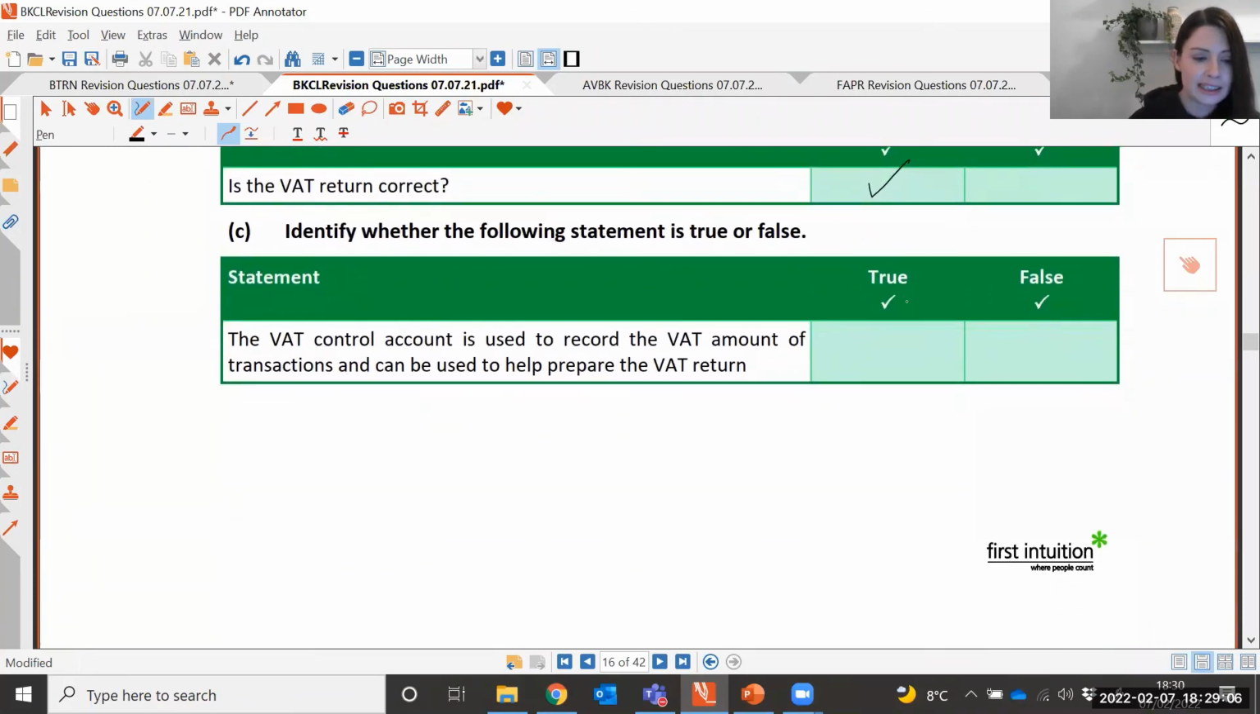Okay, and then C, identify whether the following statement is true or false. The VAT control account is used to record the VAT amount of transactions and can be used to help prepare the VAT return. Yeah, true.